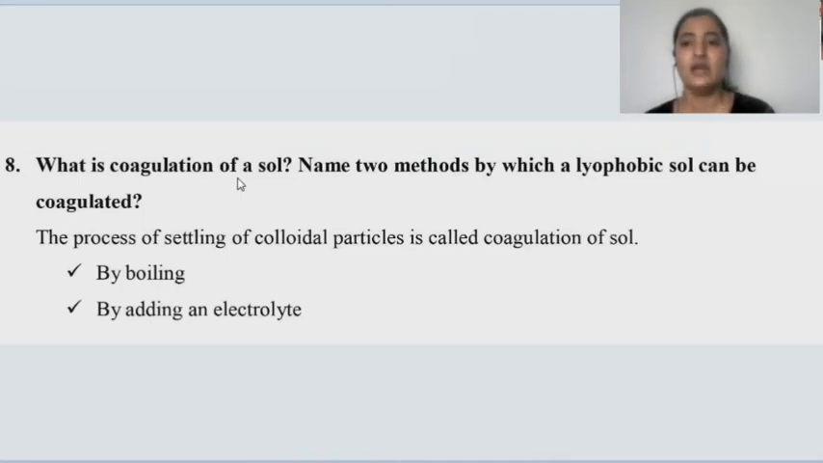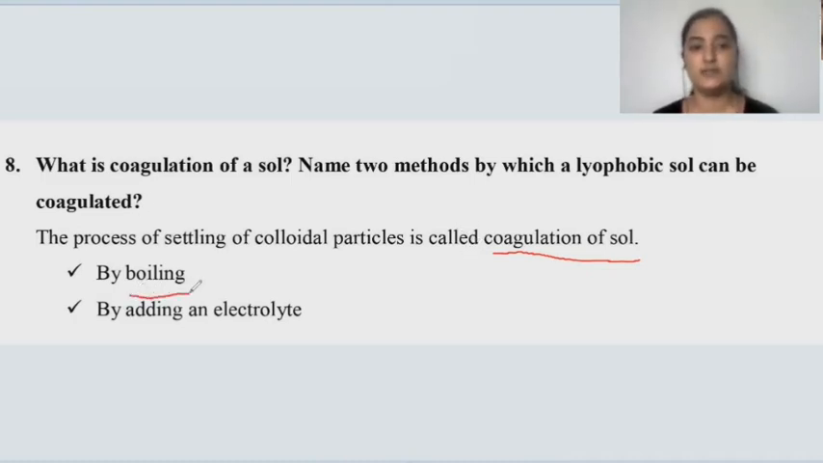Coagulation is a precipitation process. The process of settling of colloidal particles is regarded as the coagulation of the salt. How to coagulate? A large number of methods are employed in order to coagulate the lyophobic salts.